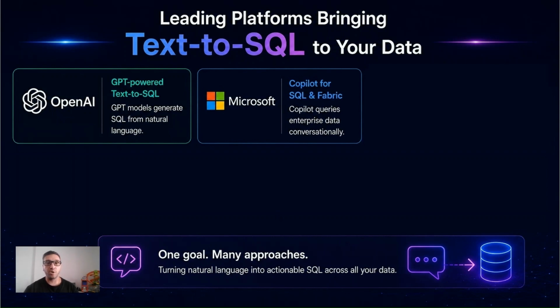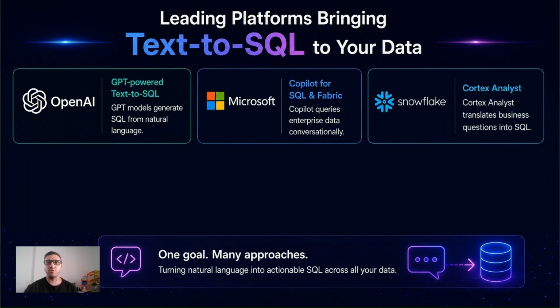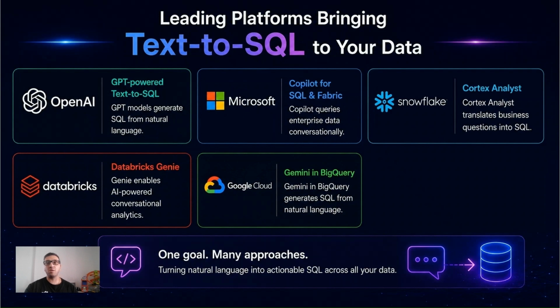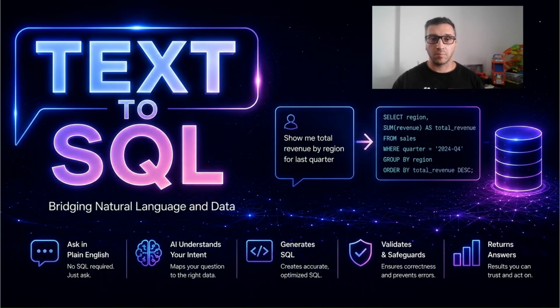Microsoft, with Copilot, brings conversational SQL and data exploration across Microsoft Fabric, SQL Server, Azure SQL, and Power BI. Snowflake, with Cortex analysts, converts business questions into SQL using a semantic model for governed analytics. Additionally, Databricks, with Genie, enables business users to query enterprise data conversationally through AI-powered analytic spaces. Finally, Google, using Gemini and BigQuery, lets users ask questions in natural language and automatically generates SQL and analytical insights.